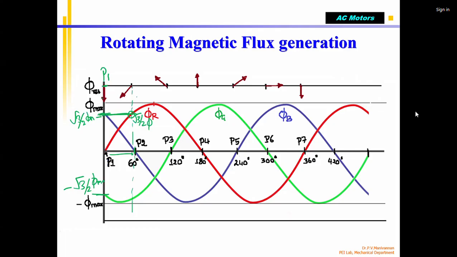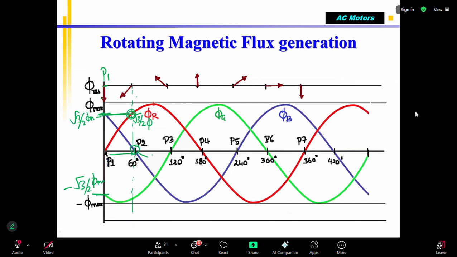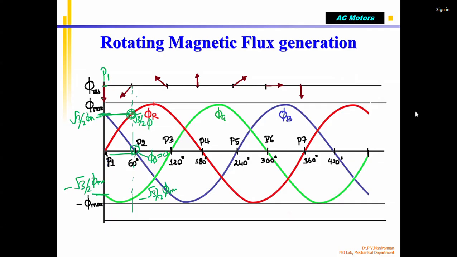So you can see that the red phase magnetic field reaches root 3 by 2 times, positive. At that time blue is 0. You can see that phi B equals 0. But the green is minus root 3 by 2 phi max. Okay. So now the resultant vector will be like this.